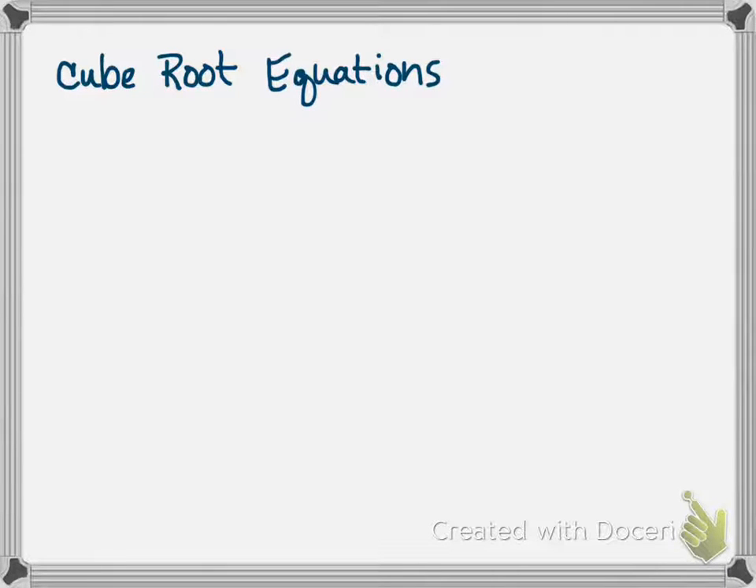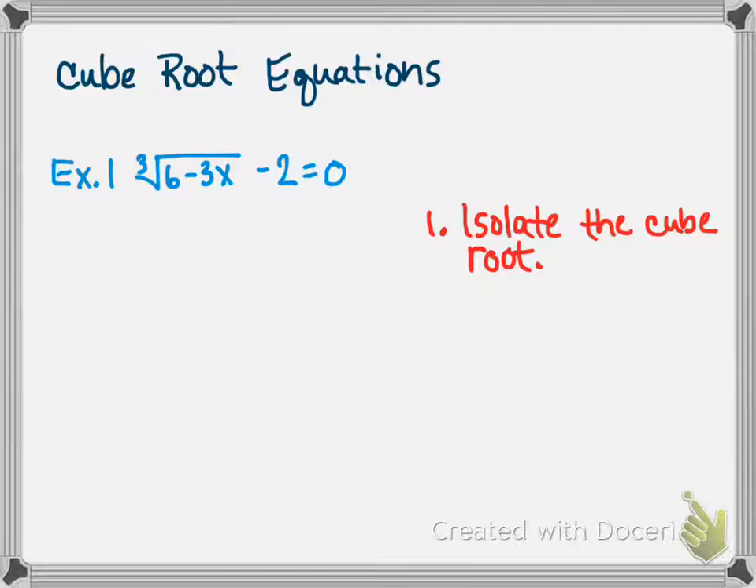Cube root equations. Let's look at an example of a cube root equation. The cube root of 6 minus 3x, minus 2 equals 0. So if we try to solve this, our first step will be to isolate the cube root.